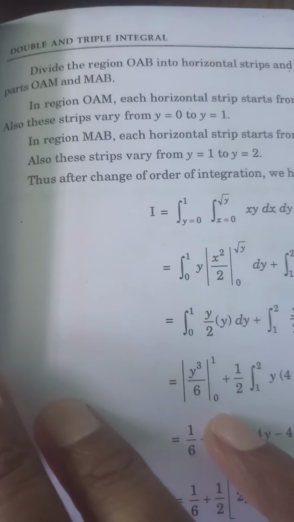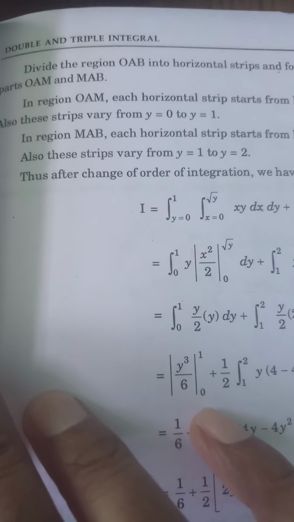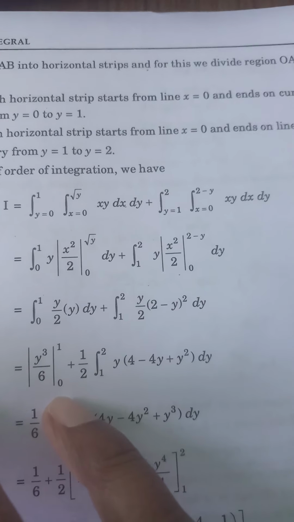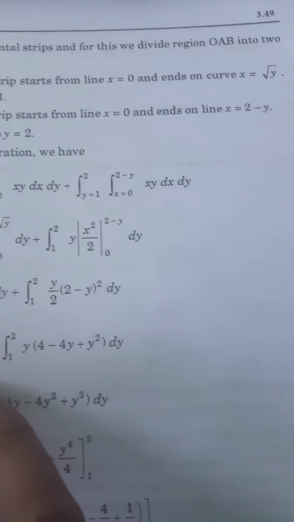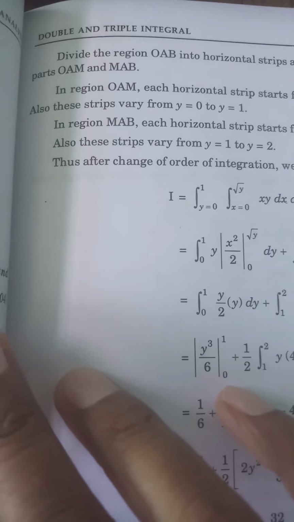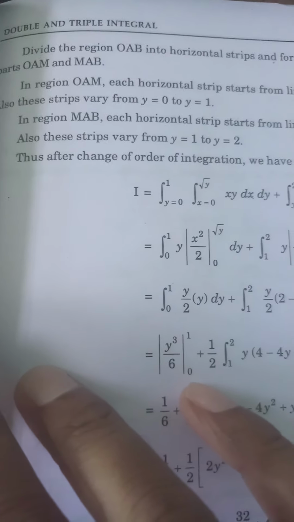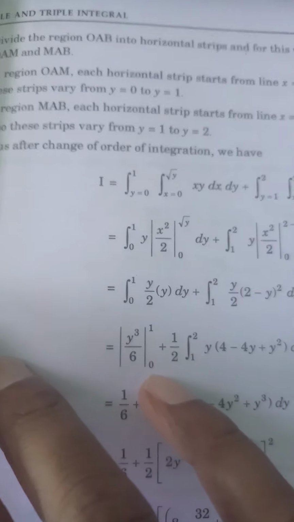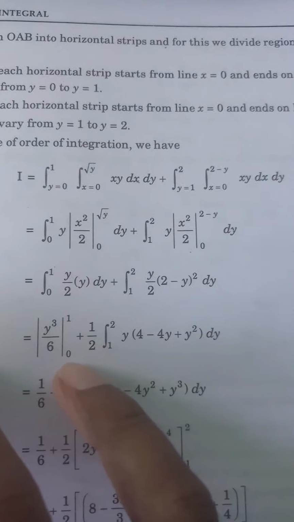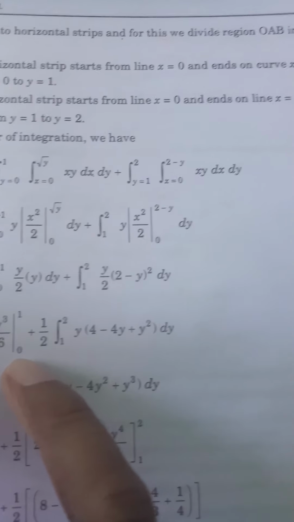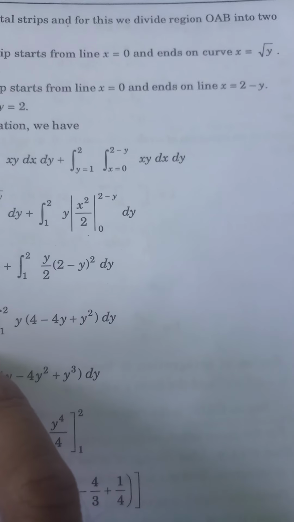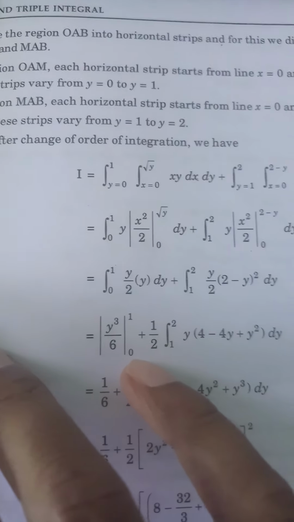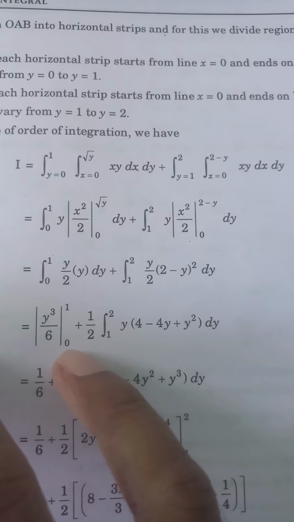दो रीजन में हमने इसको, OAM में y इक्वल टू 0 टू y इक्वल टू 1, x इक्वल टू 0 टू एंड्स ऑन द कर्व x इक्वल टू अंडर रूट y. ठीक. Also these strips vary from y equal to 0 to y equal to 1. In region MAB, each horizontal strip starts from x equal to 0 and ends on the line x equal to 2 minus y. Also these strips vary from y equal to 1 to y equal to 2.